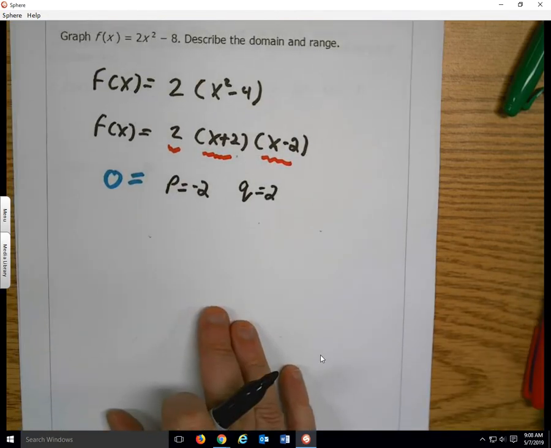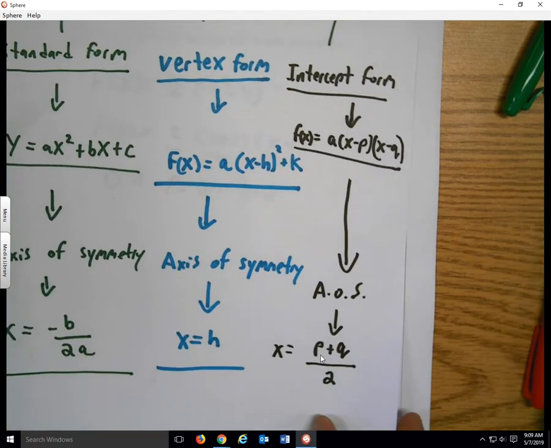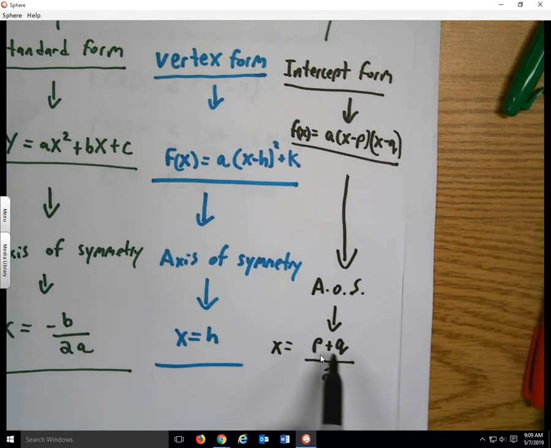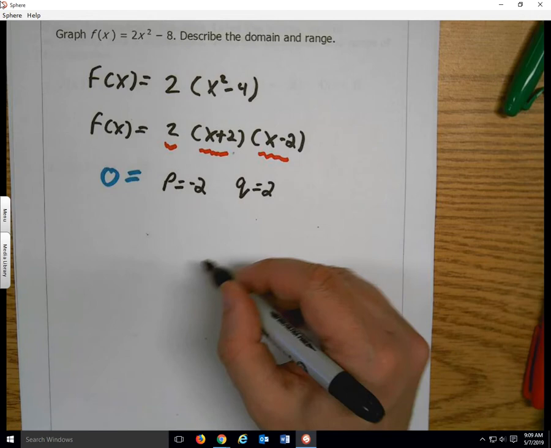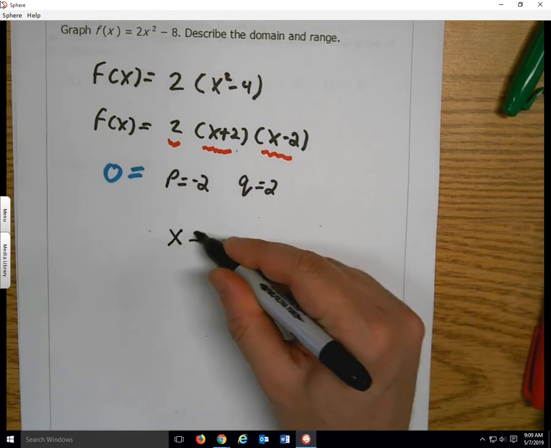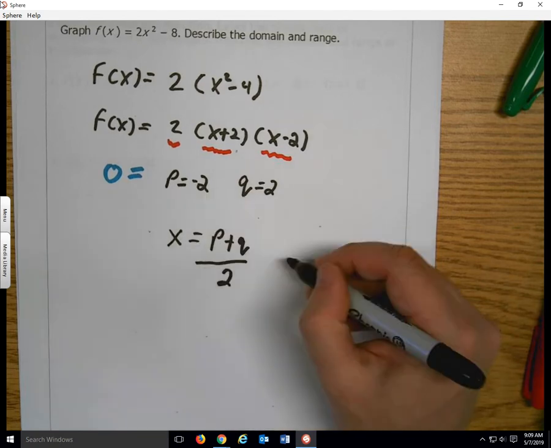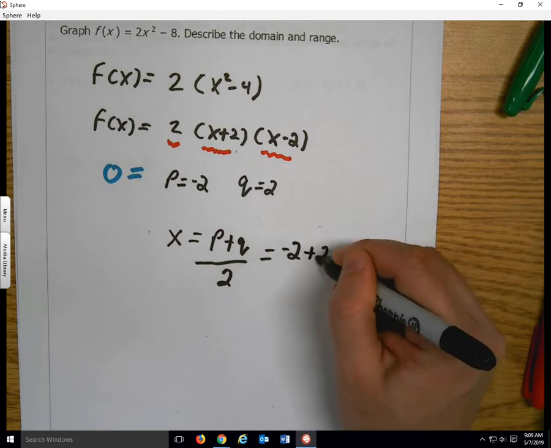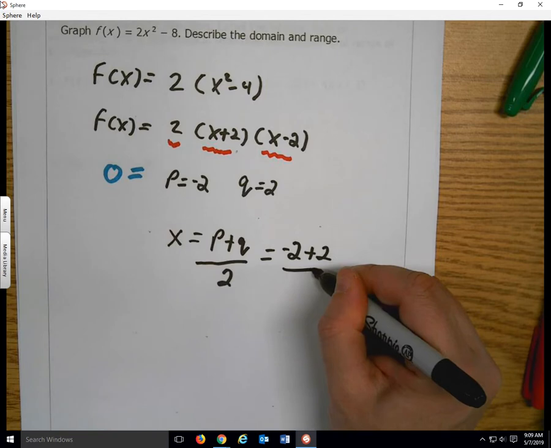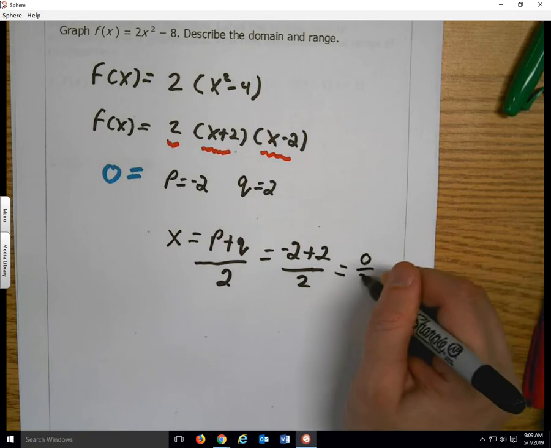Okay, so what's the next step? The next step is to find the axis of symmetry. Now in intercept form, back to our notes from last class, we said the axis of symmetry is just x equals p plus q divided by 2. So let me just write it out because we're still looking at this. X equals p plus q divided by 2. Well, the p is a negative 2. Q is a 2. Well, that would just be 2 minus 2 would be 0. 0 over 2 would be 0.